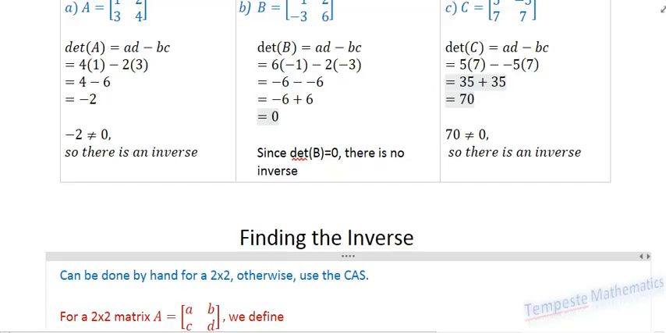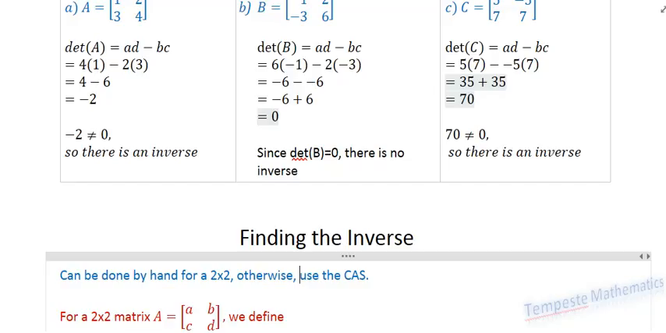Alright, and now for the part that you've all been waiting for, how do we find this inverse thing? So, as I said, it can be done by hand for a 2x2 and is almost quicker to do by hand than on the CAS, but if we're looking at 3x3, 4x4, most definitely we are going to use the CAS. So for now, just looking at 2x2 matrices, again, generally just so I can talk about locations, I'm going to call the matrix A with values a, b, c, and d. Again, it's just easier than labeling the locations.